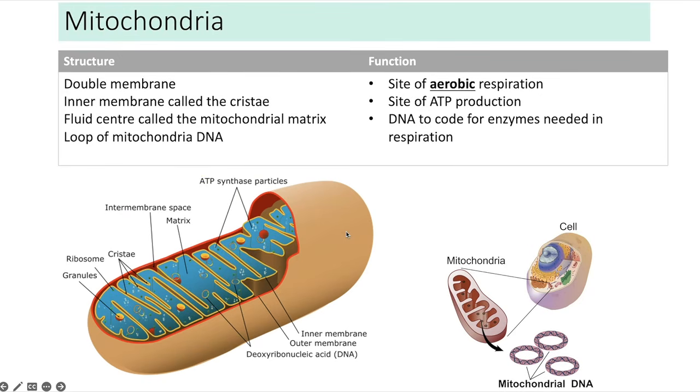Next, then we have a look at the mitochondria, and this is a double membrane bound organelle. The inner membrane is highly folded, and we call it the cristae. Inside of that, we have a fluid center called the mitochondrial matrix, and that contains ribosomes, the smaller ones, which are 70S, and it also contains loops of DNA so that it can create its own enzymes. So this is the site of aerobic respiration, therefore the site of lots of ATP being produced, and as I already said, it has DNA so it can code for its own enzymes required for respiration.